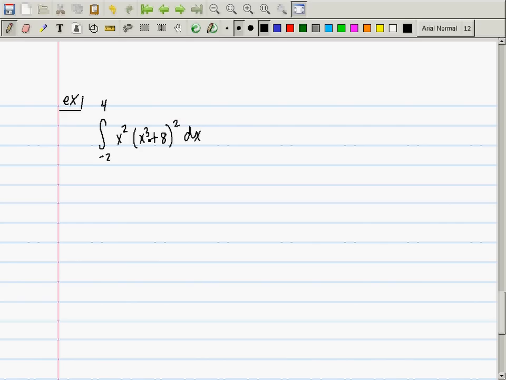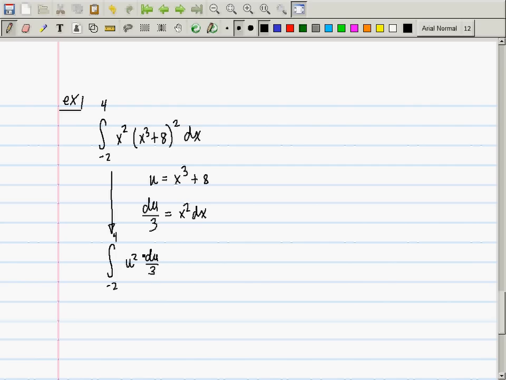So in order to proceed, we will need to do a substitution. Without delay, I'll just say that the correct substitution is u is x cubed plus 8. After a brief consideration, you'll determine that du over 3 is equal to x squared dx. Okay, so now I'll say the following, which is correct, but is on the verge of being incorrect. This is the integral from negative 2 to 4 of u squared, multiplied by du over 3.